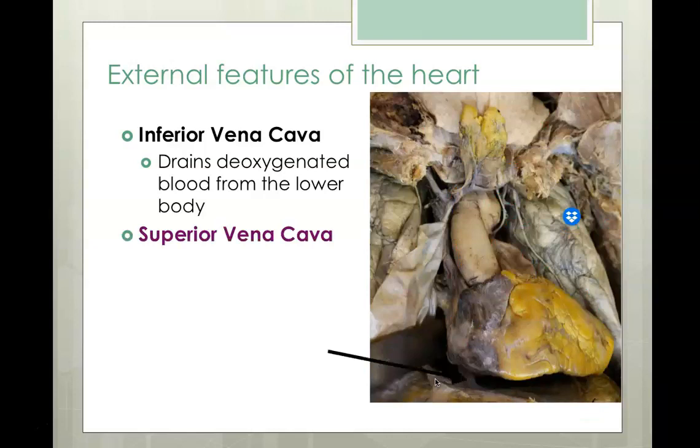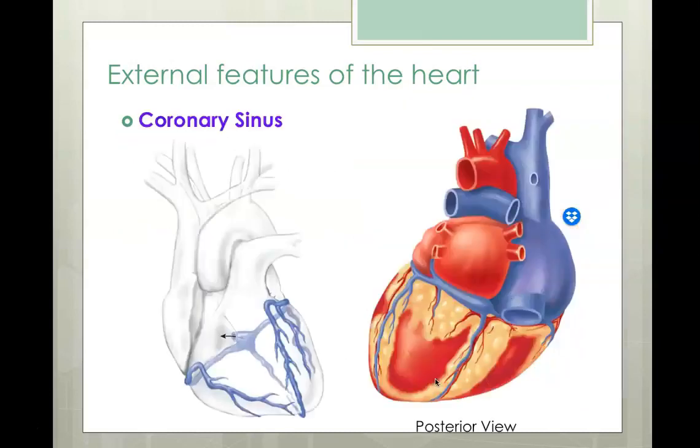So in a cadaver, we can see over here at the black arrow is your inferior vena cava, and at the purple arrow is your superior vena cava, both draining into your right atrium. And if we look at a posterior view of the heart, we can see your coronary sinus. So your coronary sinus is right over here.